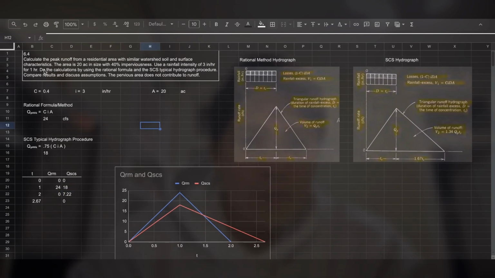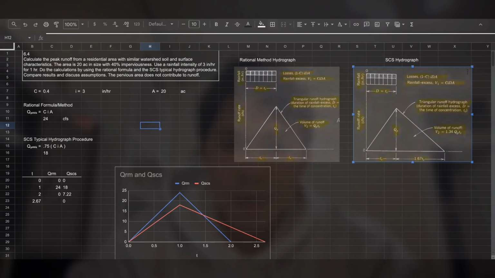And I think this is it for this problem. Do the calculations for both methods. We did it. We found the peak flows, and then we compared the results and discussed assumptions. And we did that already. If you notice, the only difference so far in these two, rational and SCS method, is the falling limb. In the rational method, we consider the rising limb and the falling limb time the same, and they're the same as the duration. So it's going to be, I would say, easier to find that. For the SCS though, since the SCS lowers the peak, it needs to expand the falling limb, and we do that by multiplying 1.67 times the time of concentration.